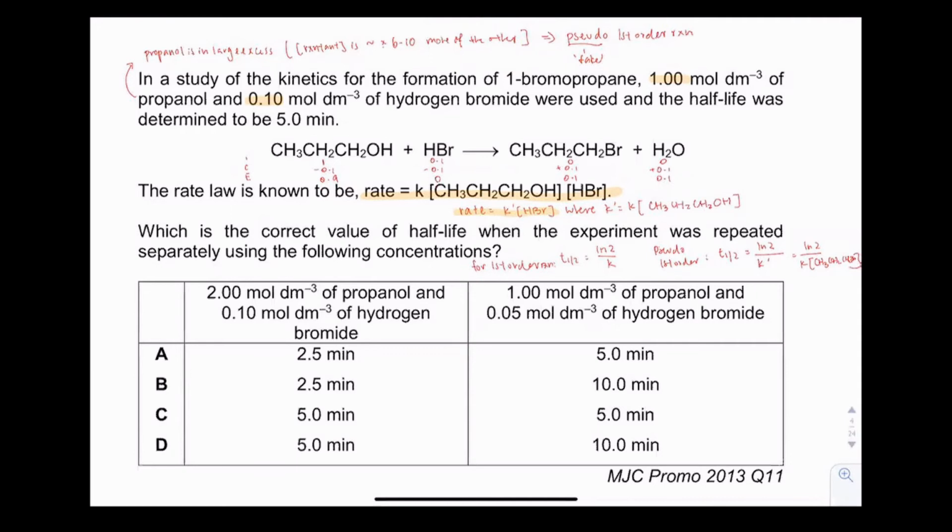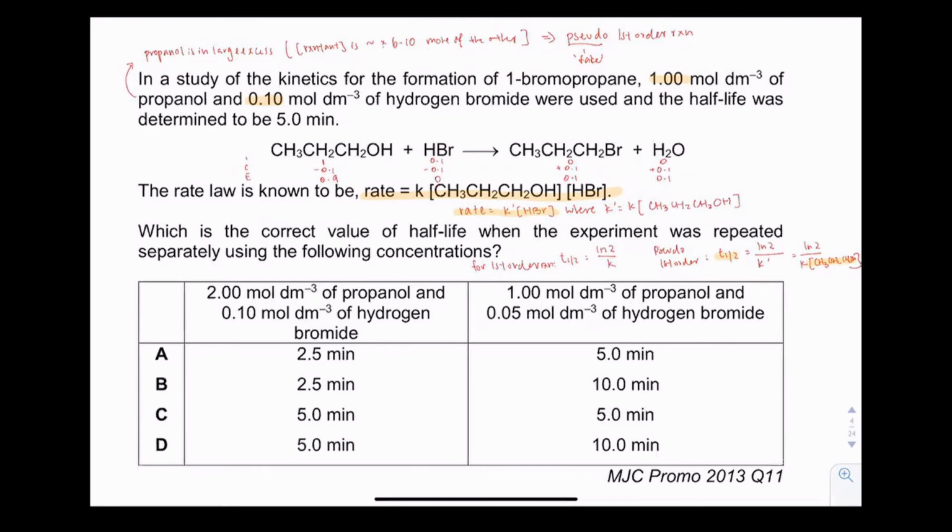Can you see here? From here, we can tell what affects the half-life. Only the concentration of propanol, not the concentration of HBr. So with that, we can properly analyze the question.